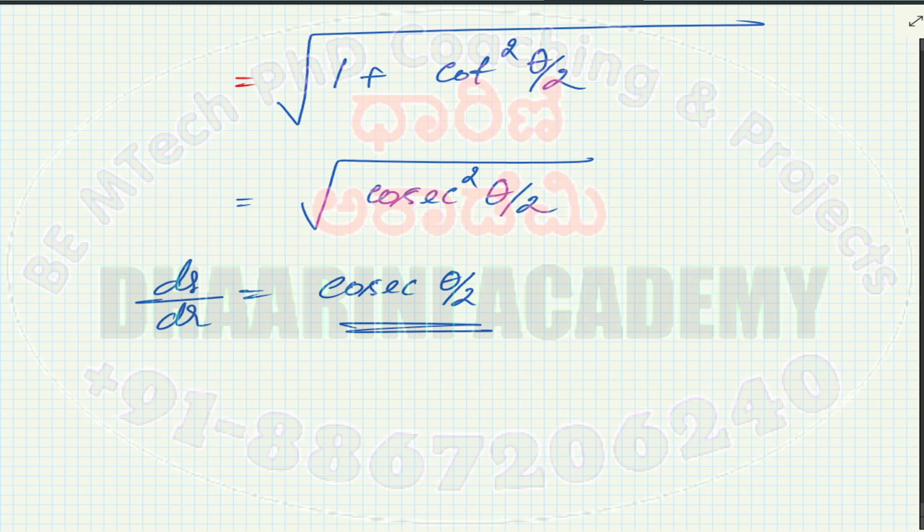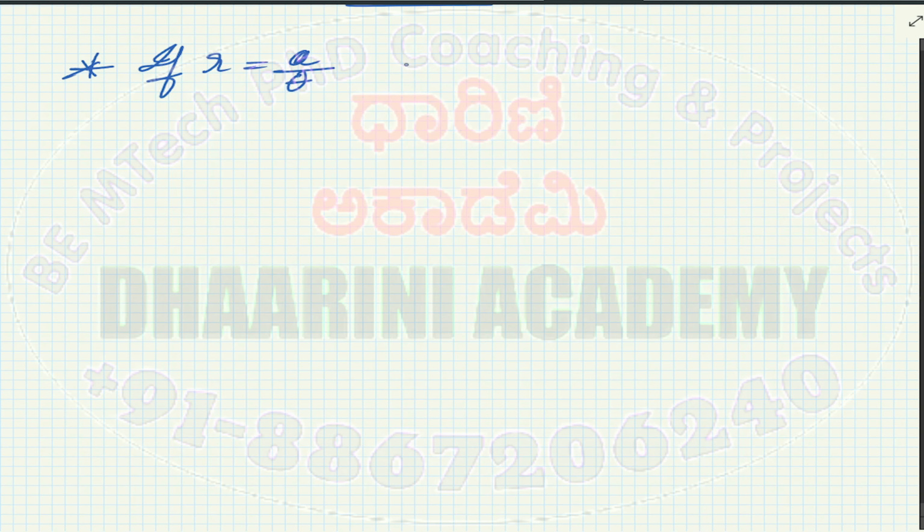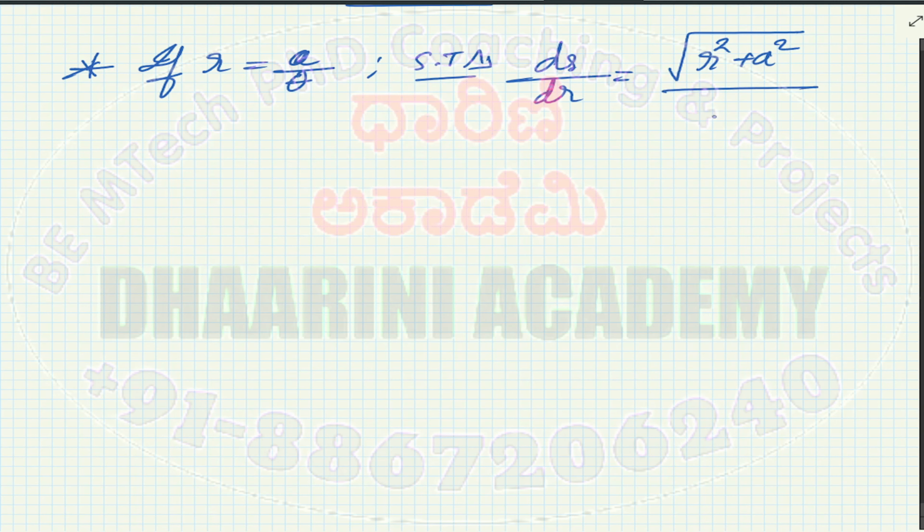Okay, right. Then let's go to the next question. Okay, this is: if r is equal to a divided by theta, then show that ds by dr is equal to root of r square plus a square, the whole divided by r.